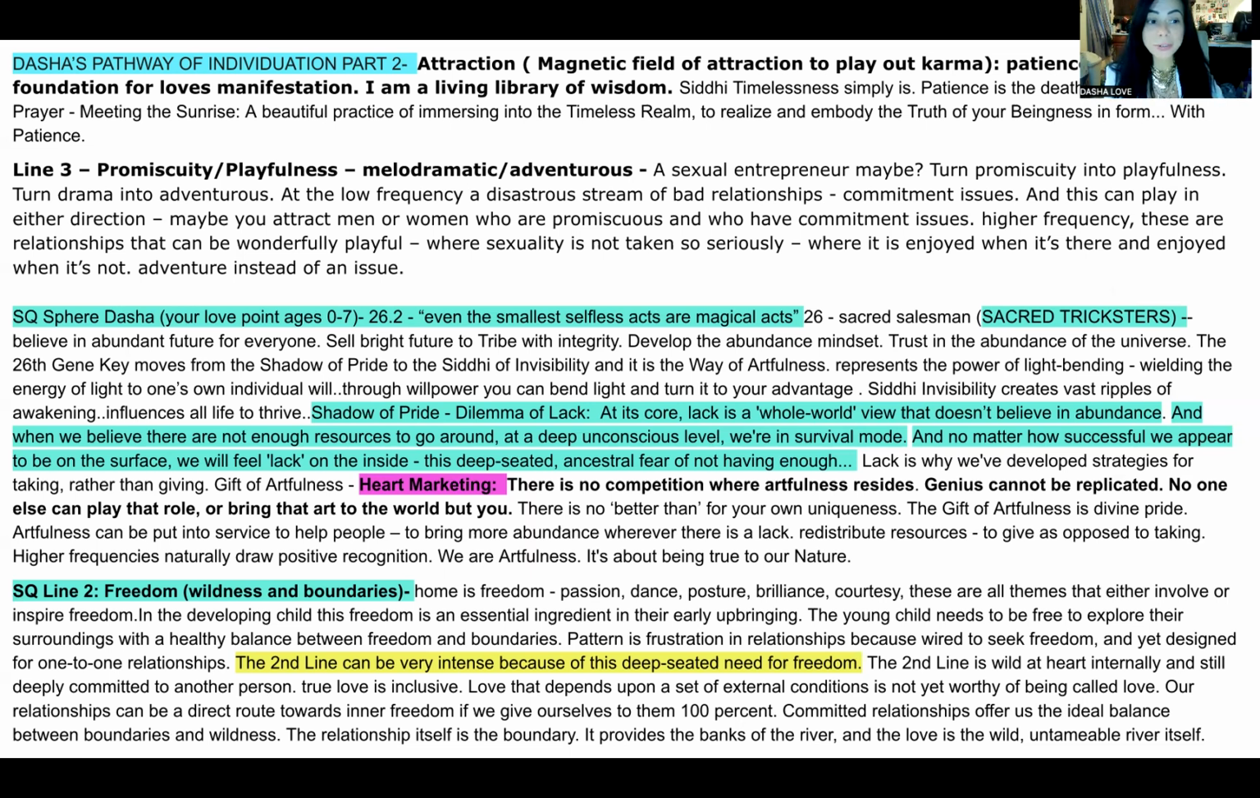So then comes the SQ, right? And this is my SQ, which is 26.2. And this is what happened from 0 to 7. So even the smallest selfless acts are magical acts. So the 26 is all about being the sacred salesman, the sacred trickster.